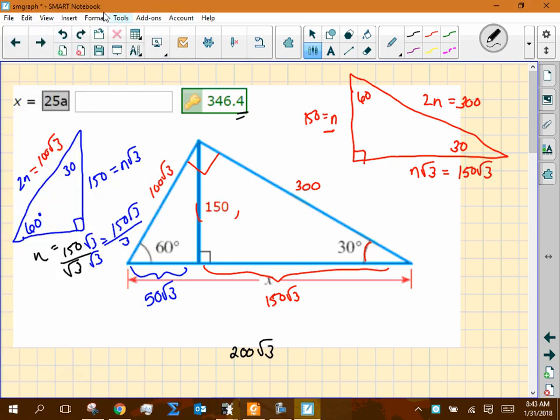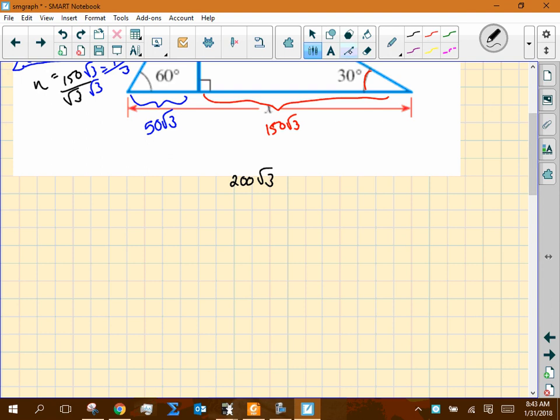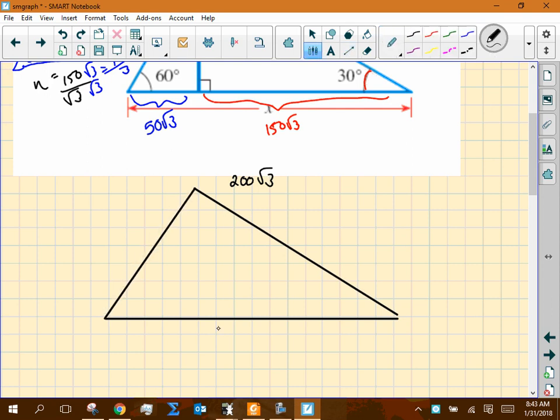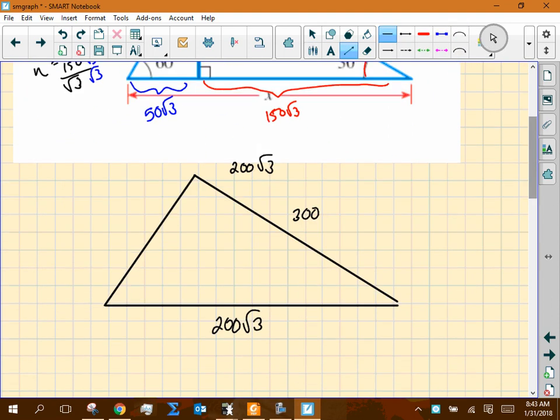But let's just look at some stuff here, because this overall triangle, if we were to redraw it, we just found this to be 200 root 3. This was 300. And that was 100 root 3. Here's my right angle, here is my 60-degree angle, and here is my 30-degree angle. For that triangle, that's n, right? Would you agree that that is 2n?